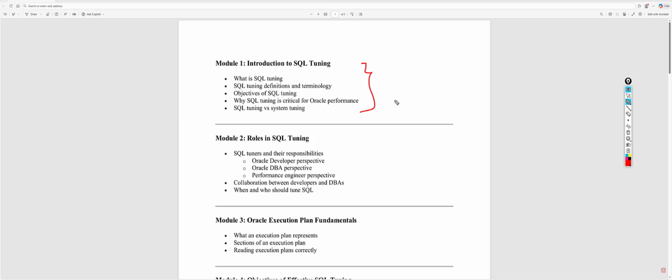Okay, first you need to understand what exactly SQL tuning is, right? It's not only about tuning or optimizing the SQL. There are a lot of things beyond that. And next one is roles in SQL tuning.